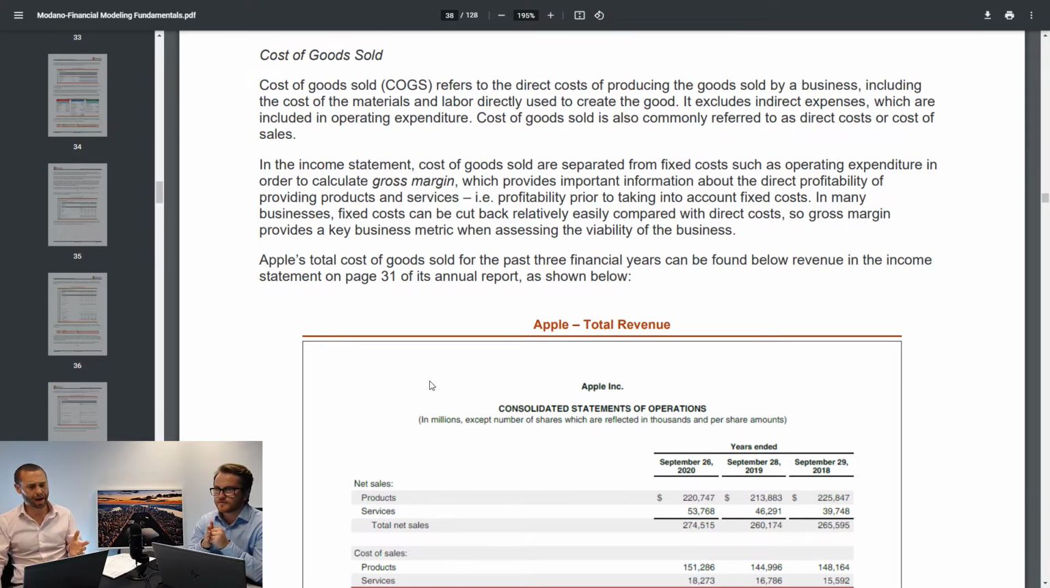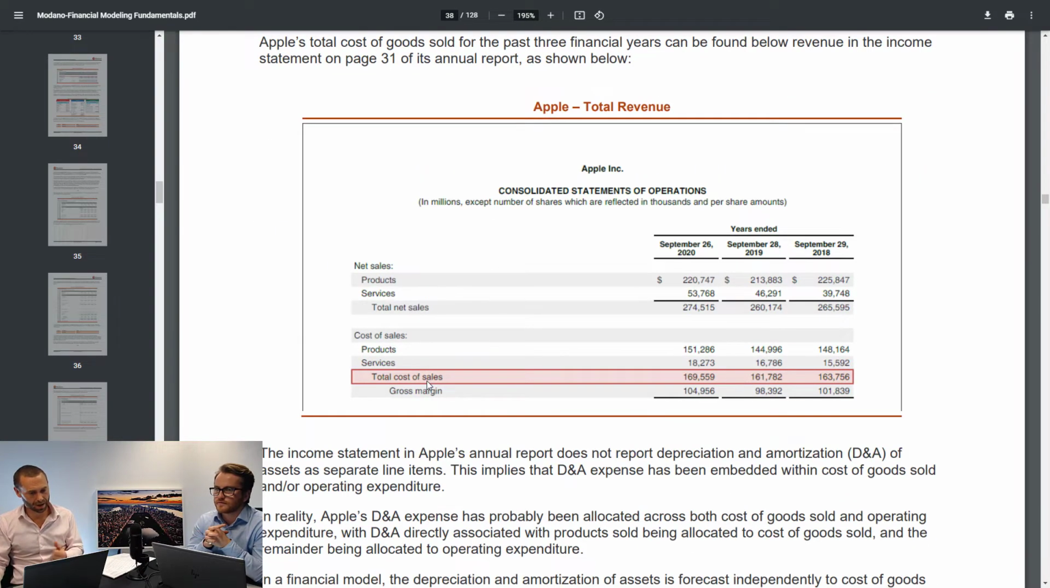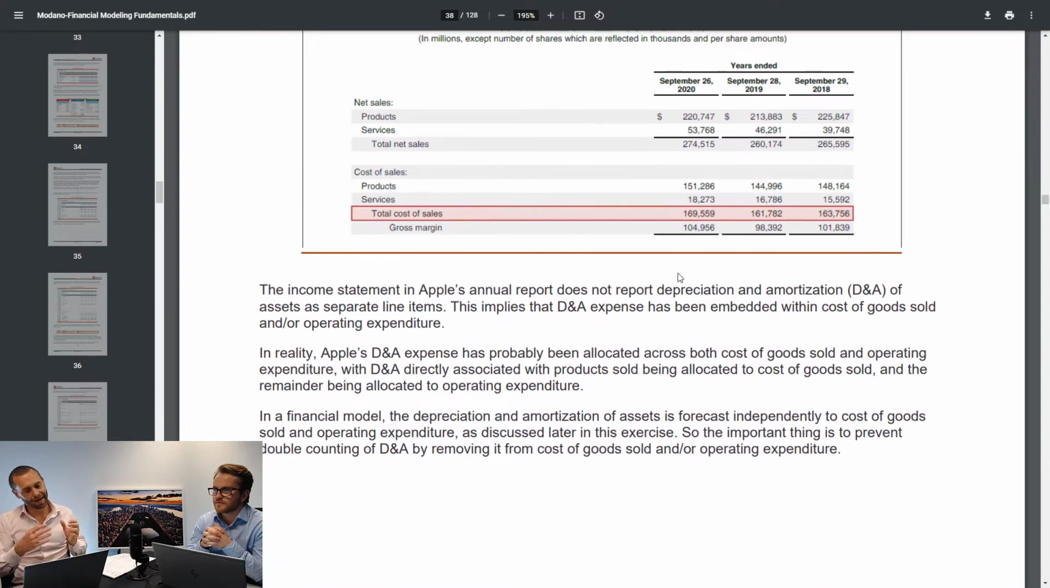So you'll see if you look at Apple's income statement, or their statement of operations, their total cost of sales down here is 169 billion for 2020. Now, an added complexity with Apple is that they have depreciation and amortization expense, which they allocate across their expenses. So in reality, Apple's probably allocated some of its depreciation and amortization expense to its fixed costs, and it's allocated some to its direct cost, its cost of sales. We don't know what that is.